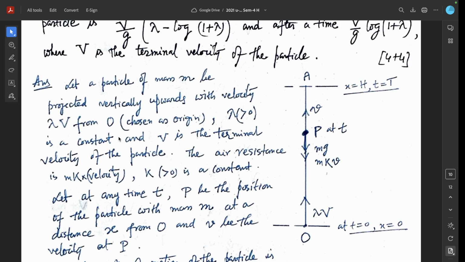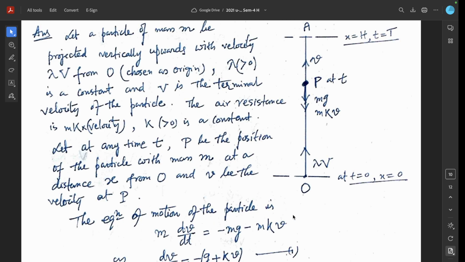Let a particle of mass m be projected vertically upward with velocity lambda V from O, chosen as origin. Here lambda is a positive constant, and capital V is the terminal velocity of the particle. The air resistance is equal to mk into velocity, where k is a positive constant. At any time t, the position of the particle is P, with mass m at a distance x from O, and v is the velocity of the particle P.